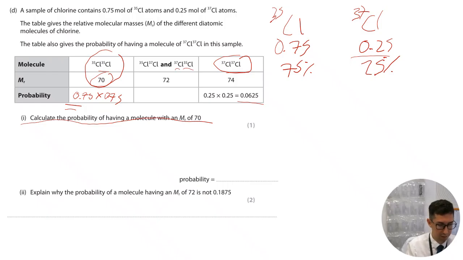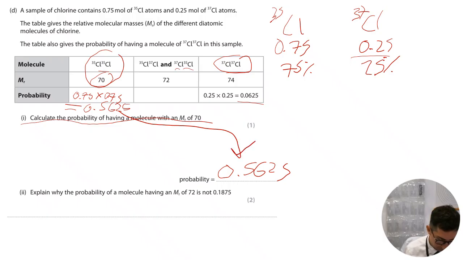0.75 times 0.75 gives us a probability of 0.5625. Okay, so there's our answer, 0.5625. Always make sure you write your answer where they want it. So always have a look where they want your answer.